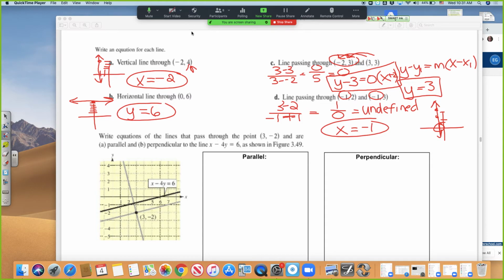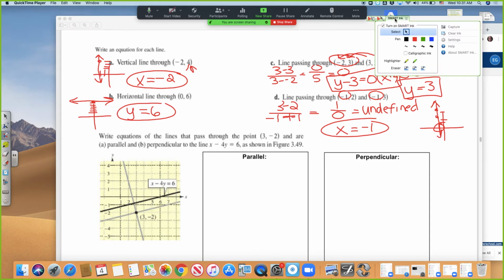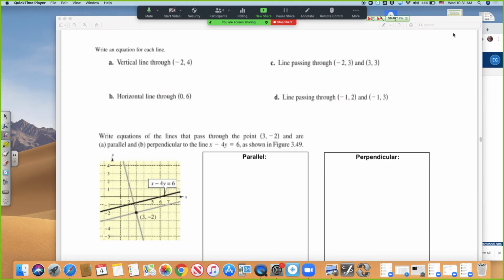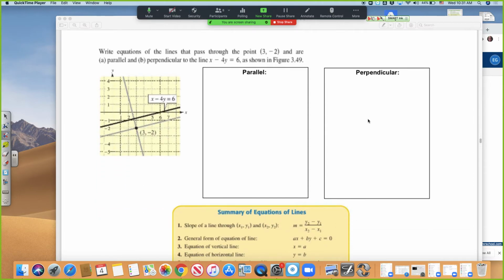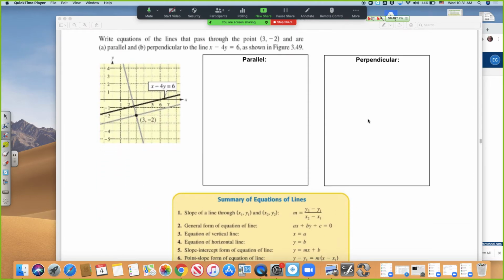All right, and then the last thing we're going to do today is just this problem here about parallel and perpendicular lines, and then we'll call it a day. So the question is asking us to write equations of the lines that pass through the point 3, -2, and are A, parallel, and then B, perpendicular to the line x minus 4y equals 6 as shown in this figure here.